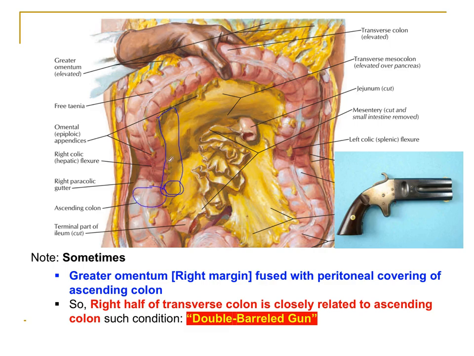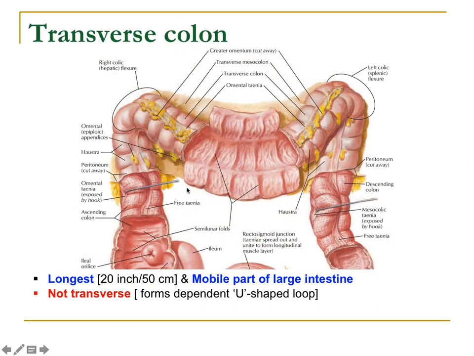So it looks somewhat like a double barrel gun because the greater omentum is coming in contact with the ascending colon. Yes, so they pull on each other and form such a condition. Okay, so this condition is called the double barrel gun condition.